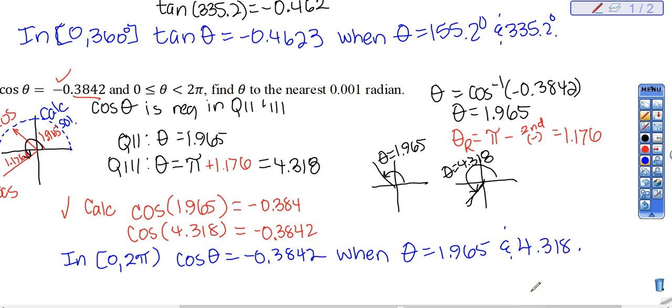And we will finish the back side of the notes tomorrow because the bell's about to ring, and then we'll do some practice and you'll get some practice.